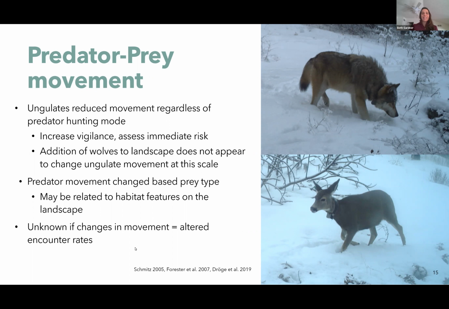One other thing to emphasize is we don't really know that these observed changes in movement actually changed the encounter rates, right? The expectation is that a prey species is reducing its movement in some cases to reduce its risk. That's not something we could tell with the data that we have, but higher resolution collars, more collars, that type of information could help to answer that type of question.